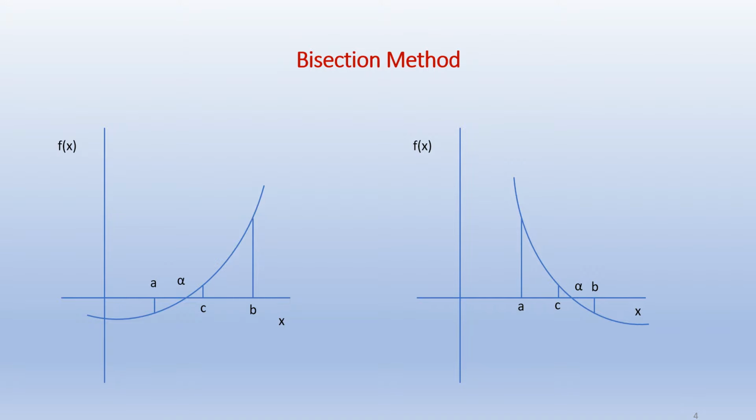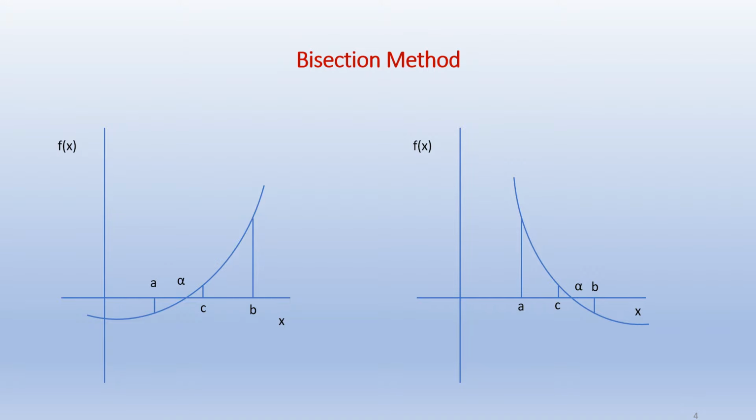Once we find C, we need to find the function f(x) at C, that is f(C), and the function at A, f(A). So we multiply f(A) times f(C). If the value is negative, then we know that the root lies between A and C, as shown on the left hand side. If the value is positive, then the root should be present between C and B.